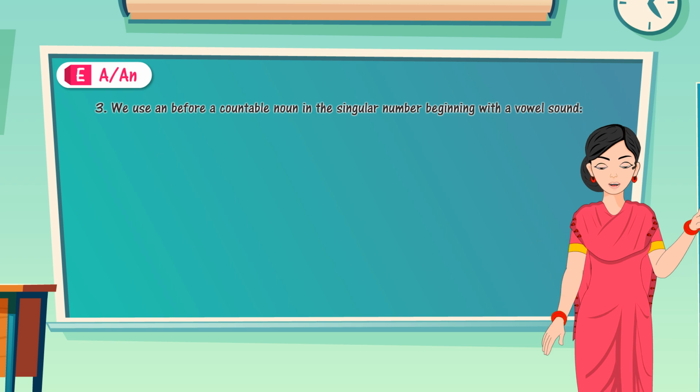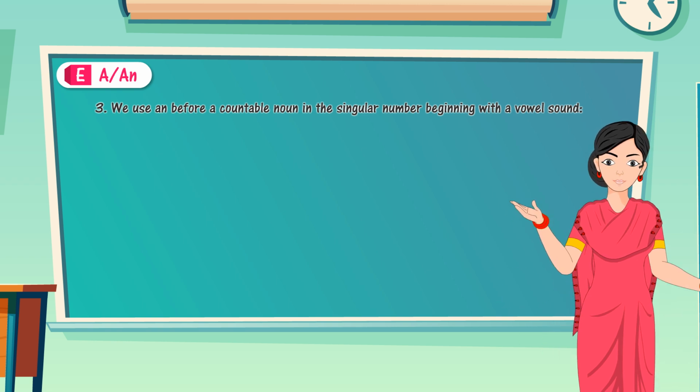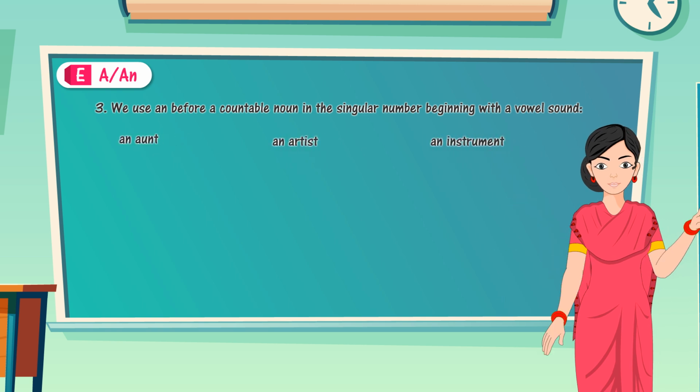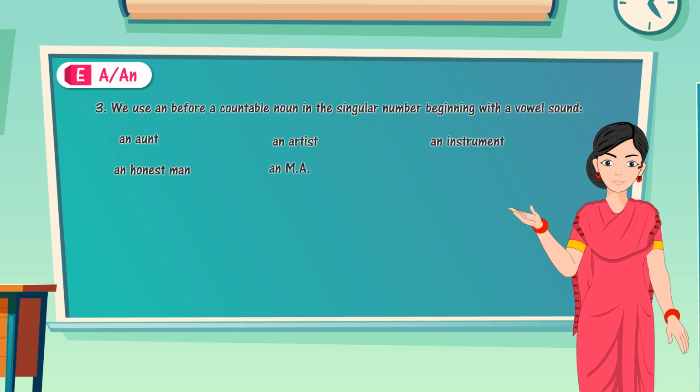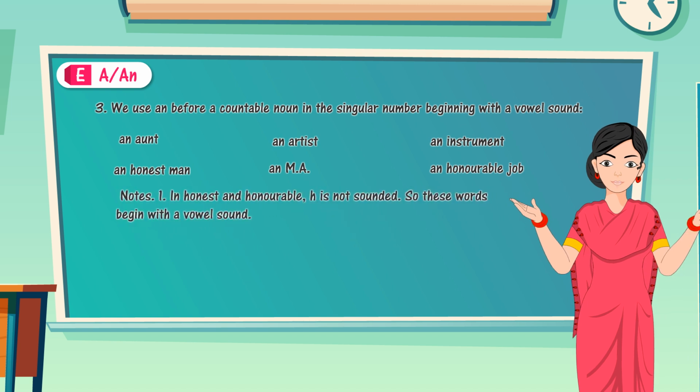Three. We use an before a countable noun in the singular number beginning with a vowel sound. An ant, an artist, an instrument. An honest man, an M.A. An honorable job.